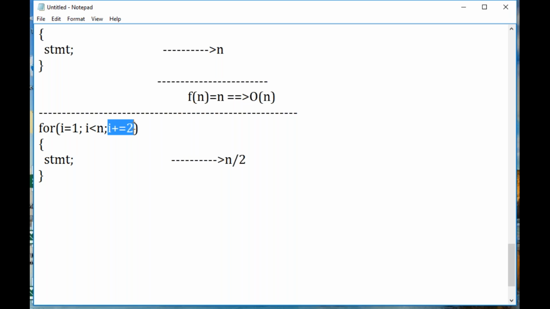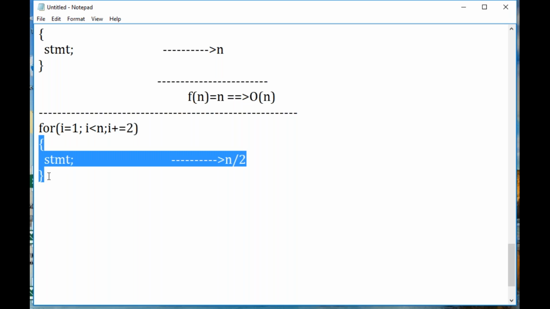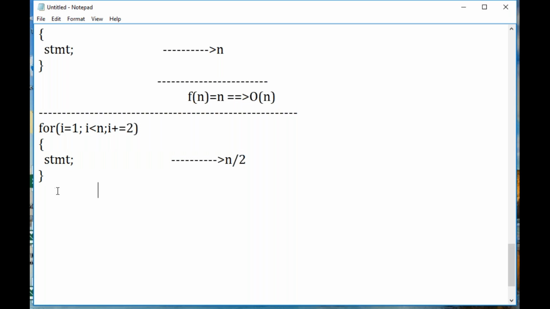If I'm going till n with i plus 2, what happens? The statement inside the loop will execute n by 2 times, right? If the n value is 100, this loop will execute 50 times. Isn't it? Yes, right? Okay. So what happened? Here your function is written as f of n assign n by 2.